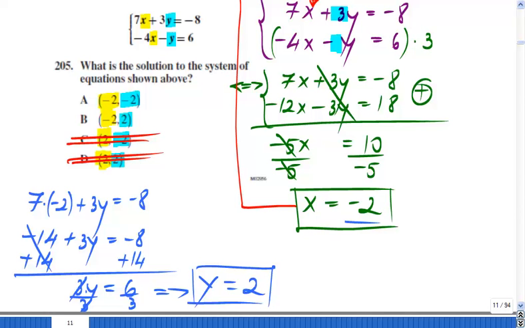Knowing that, we are done. x equals -2 and y equals 2. The answer will be B. The answer is -2 and 2, the set with two elements, -2 and 2. Option B, you're done, you're moving on.